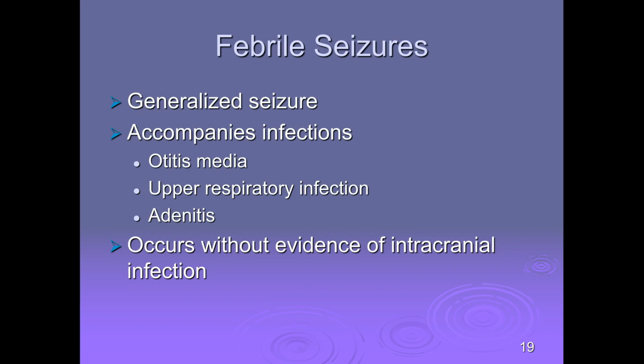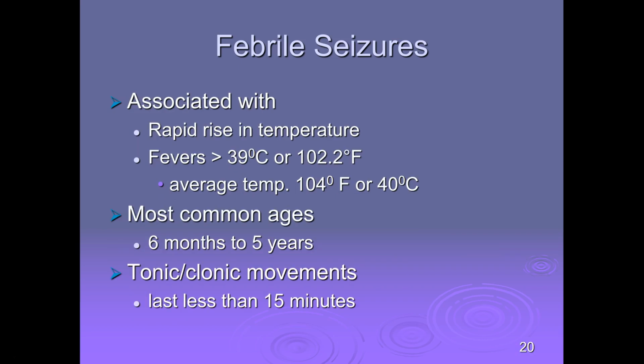So febrile seizures are caused by this rapid rise in temperature, from your temperature being normal to going extremely high. The average temperature of a febrile seizure is 40 degrees Celsius or 104 degrees Fahrenheit, so it's very high. If you think about it, going from 98.6 or 7 degrees to 104 in 30 minutes is a huge change that your body has to adjust to, and it can't adjust to it, and so that's why you have a seizure.